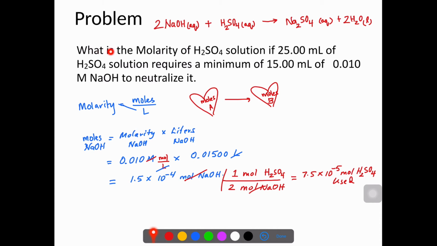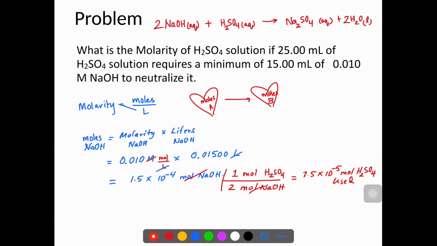And as you can see here, this information is telling you it took 25 milliliters of sulfuric acid to neutralize the base. So volume of sulfuric acid used was 25 milliliters, which is 0.025 liters. And this is volume used, and this is moles used.